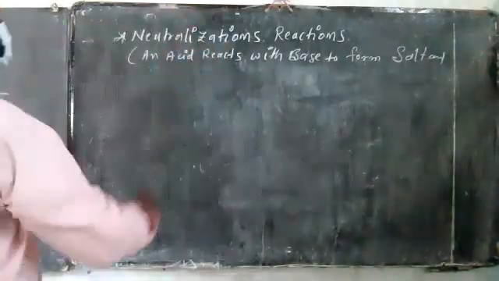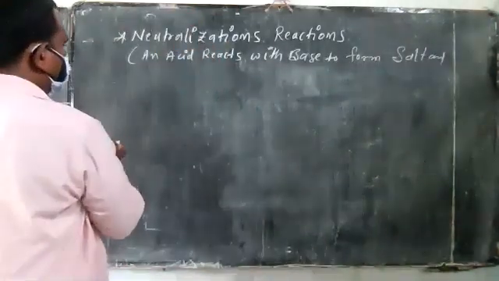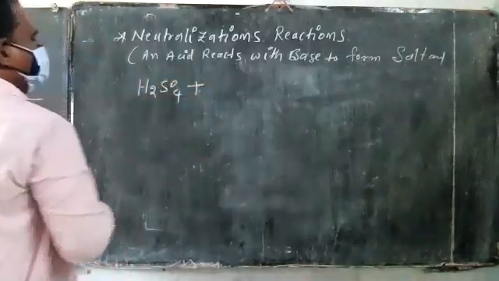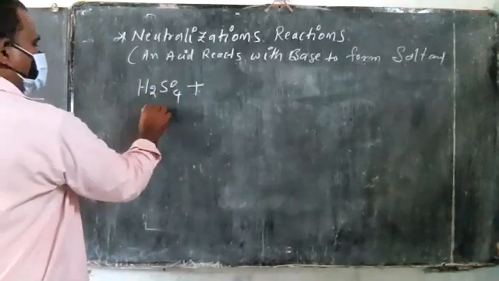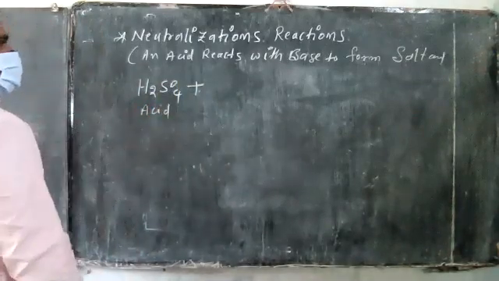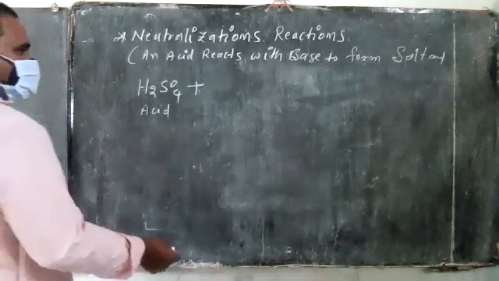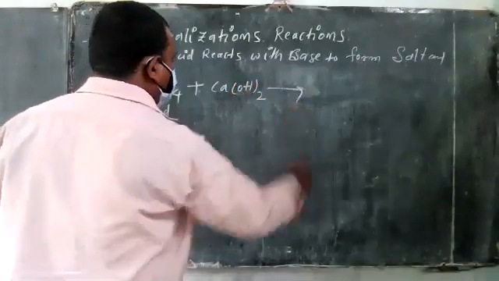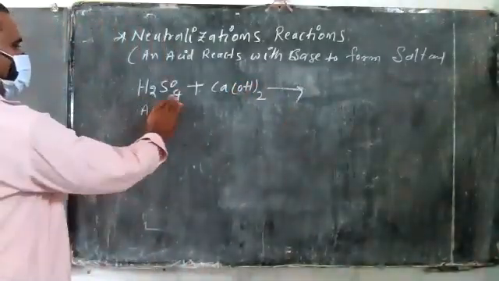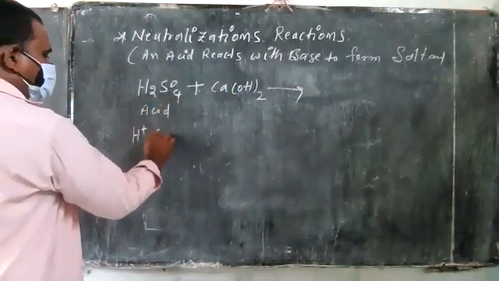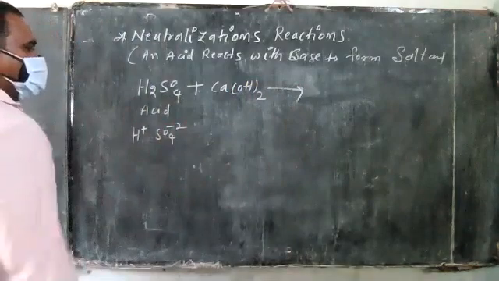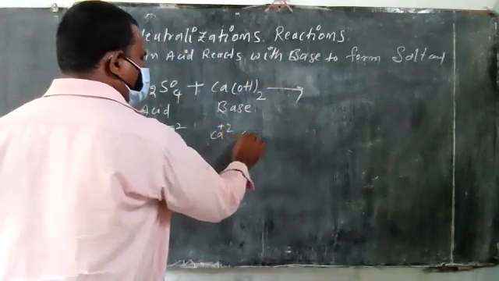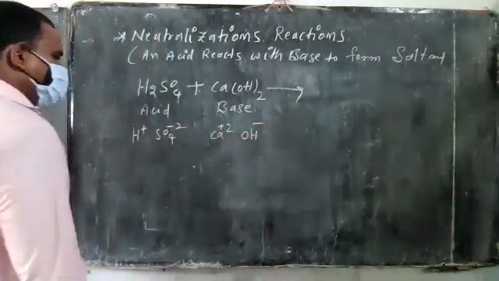One more example you take. Suppose sulfuric acid, the king of chemicals. This is also an acid. Sulfuric acid reacts with any base, suppose a base like lime water, calcium hydroxide. The sulfuric acid divides into H plus and SO4 minus 2, and the base divides into Ca plus 2 and OH minus.